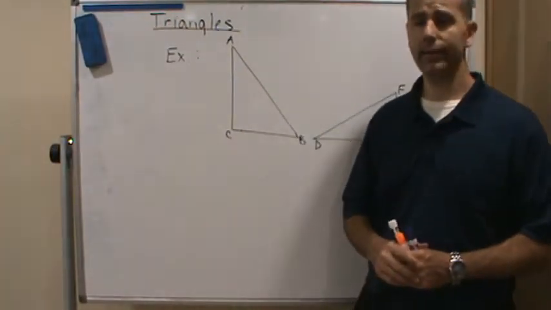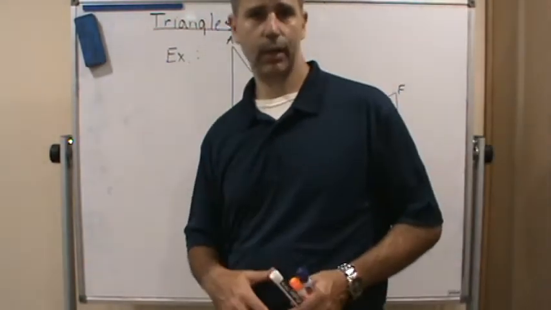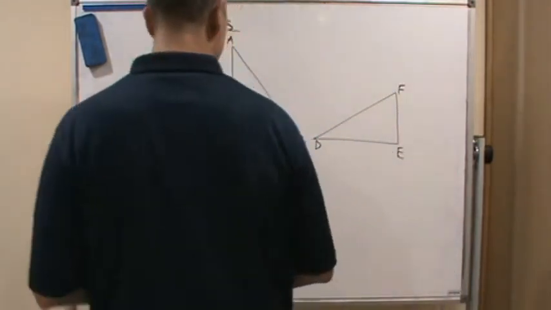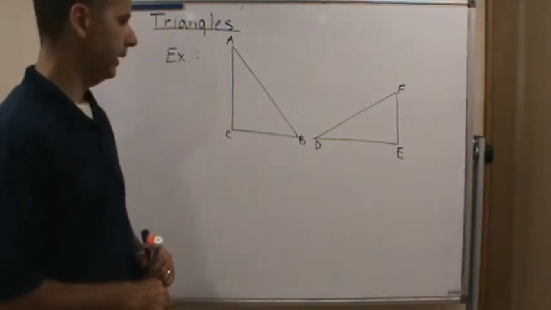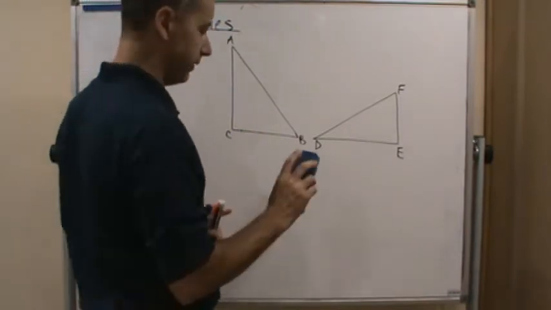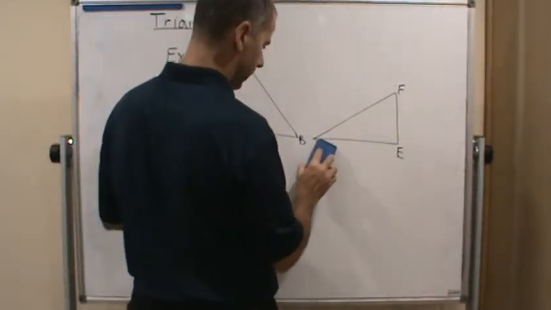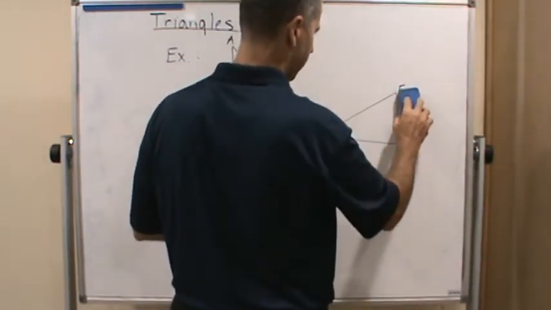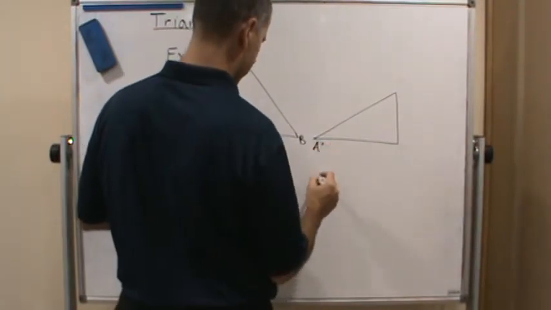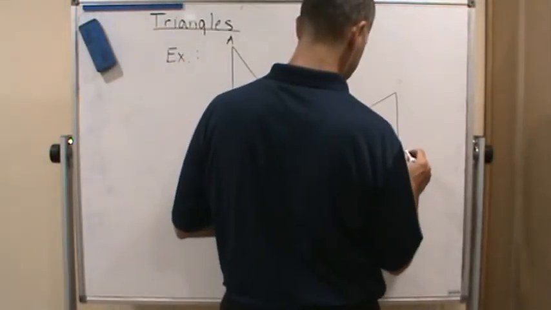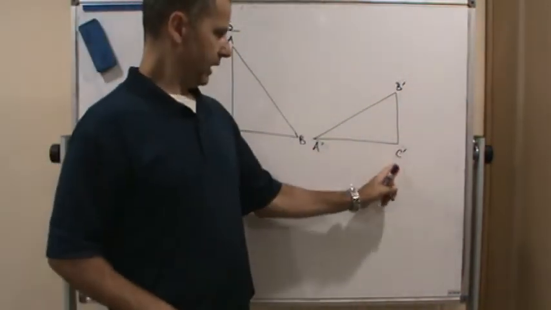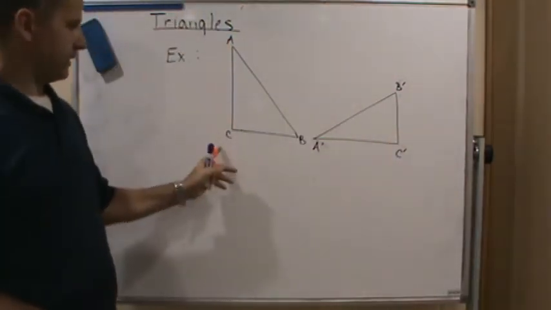Okay, so let's do this example here. In this example, I'm giving you two similar triangles. We're given the fact that these are two similar triangles. Now I'm going to change these so that you know where the points are that correspond to each other. I'm going to make these A prime, C prime, and B prime that go with A, C, and B.